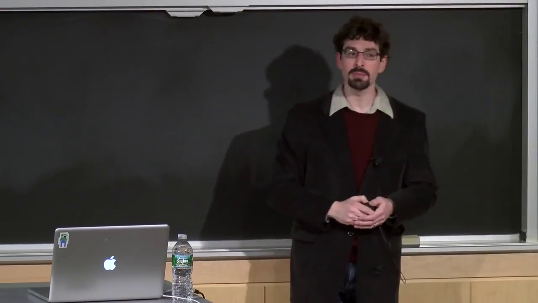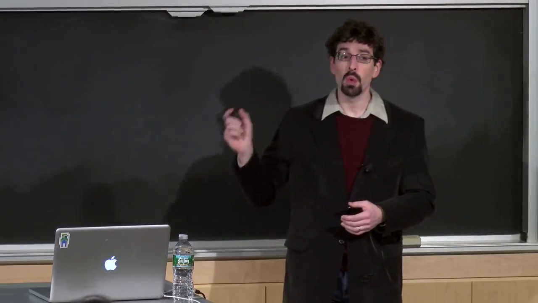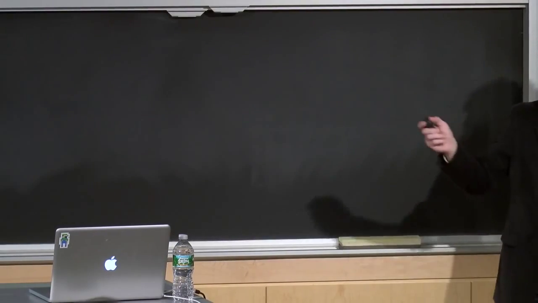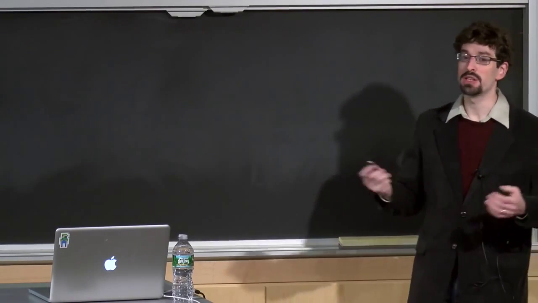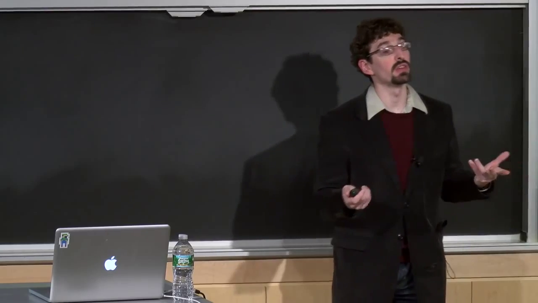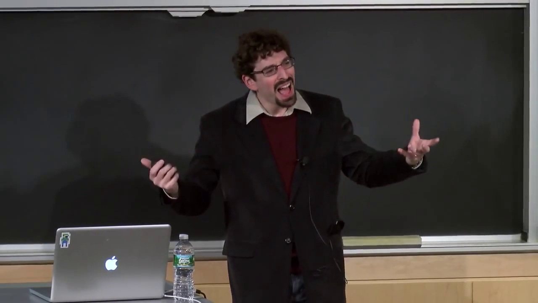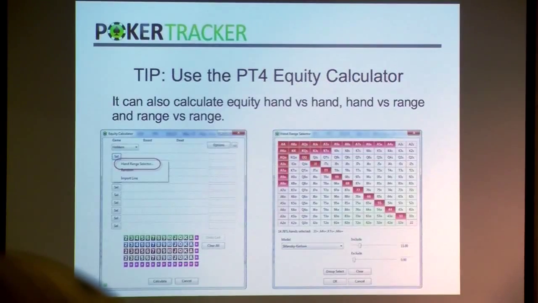Remember, his VPIP is 11%, so let's start. First, if you want to convert percentages to actual hands, the equity calculator in Poker Tracker will help you with this. Because it's kind of hard to know what 11% of hands is, especially if you don't have experience with it. So you can come into the equity calculator, pop that open, choose hand range selector, and then you can use the slider, and you can see what the model says.